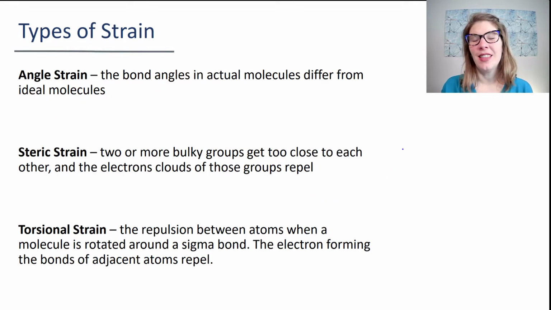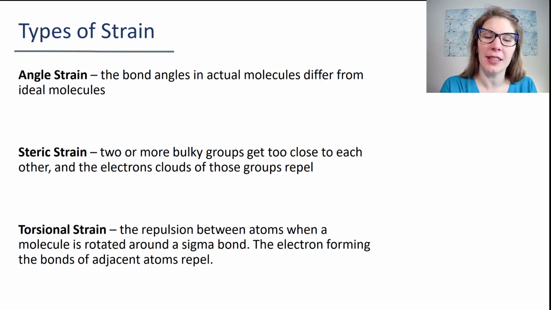The reason that cyclohexane is so stable is because it's minimizing these three types of strains. The other compounds, the other cycloalkanes that are not as stable, have one or more of these kinds of strains. Let's look first at angle strain. Angle strain is considering the bond angle of the actual molecule versus what the angle should be based upon hybridization.